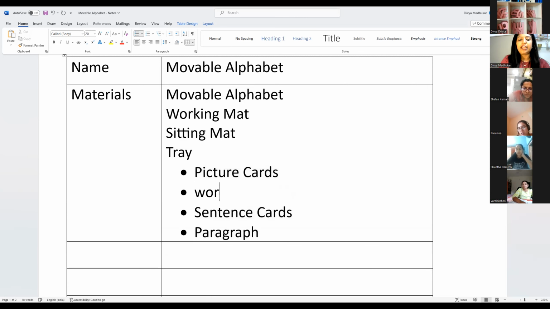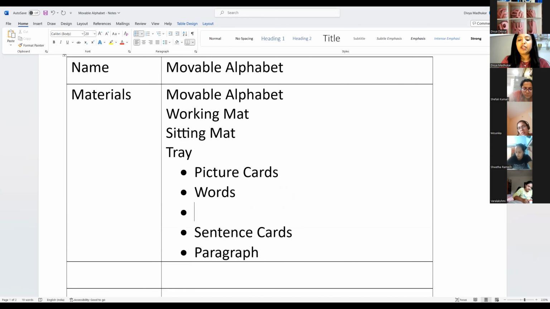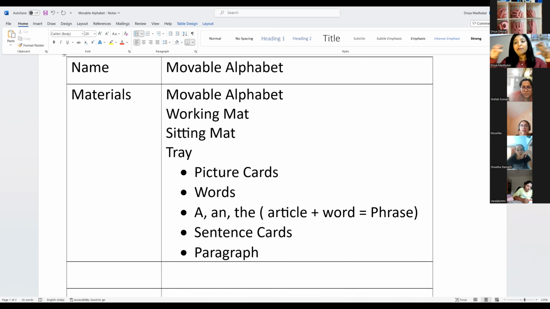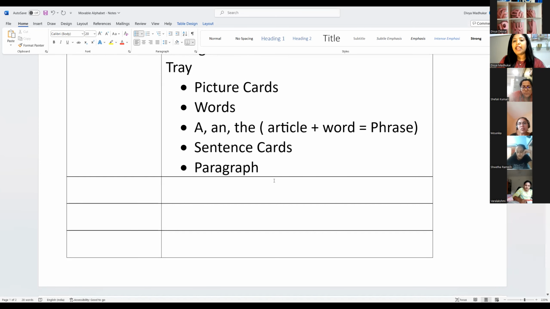Much before that, I need to also have some words, right? Because before the sentence, the word comes. Now I can introduce the articles a and the. When I use an article with my word, that becomes my phrase. So I would also have some labels, which are phrases. I will have some sentence cards and some paragraph cards. That means how should I have it?